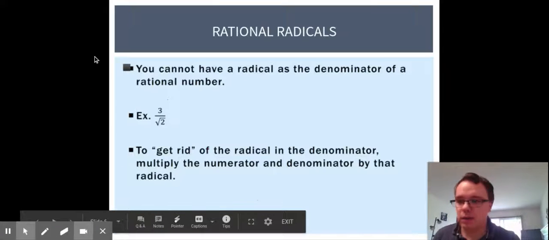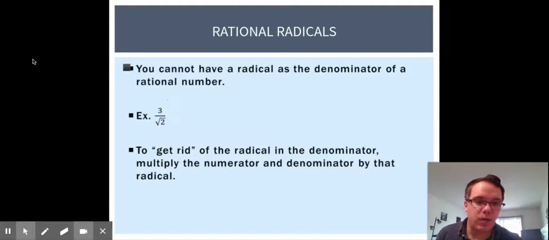All right, with radicals, we will be simplifying fractions that have radicals. And so I'm going to pause here for a second so you can write this all in your notebook, and then I'll explain it, and then we'll do a couple examples and we will be done.